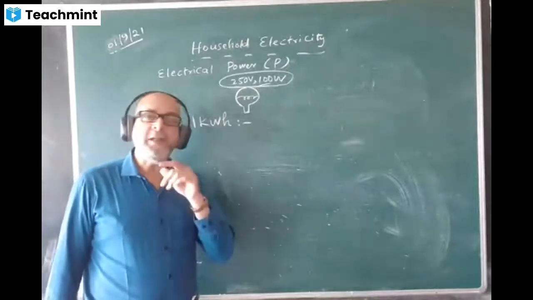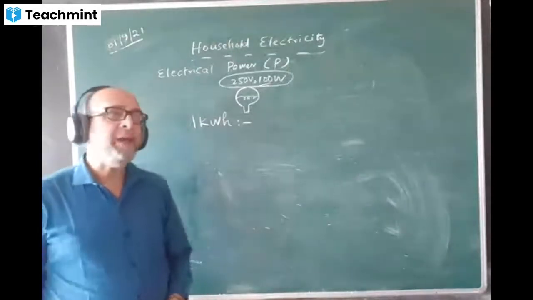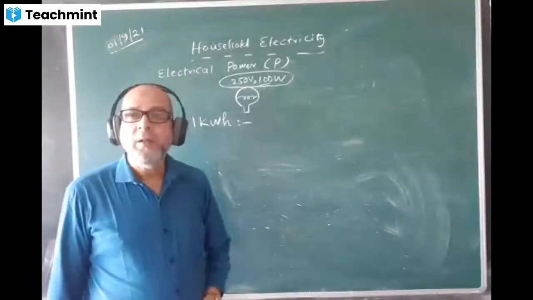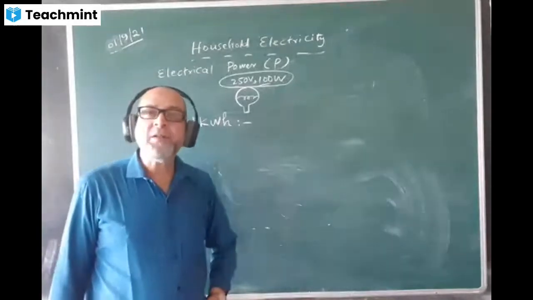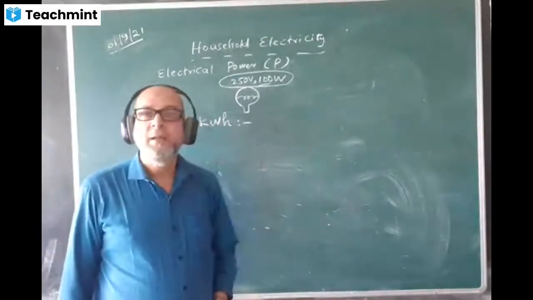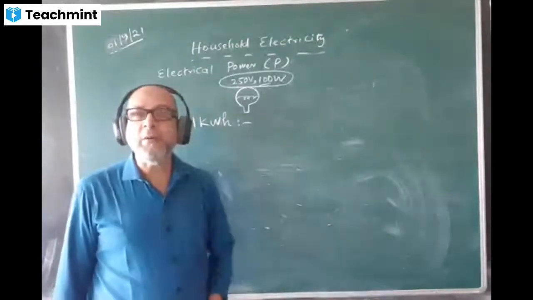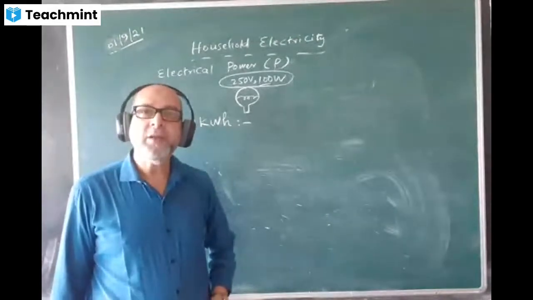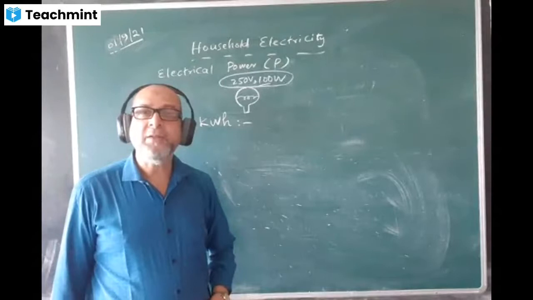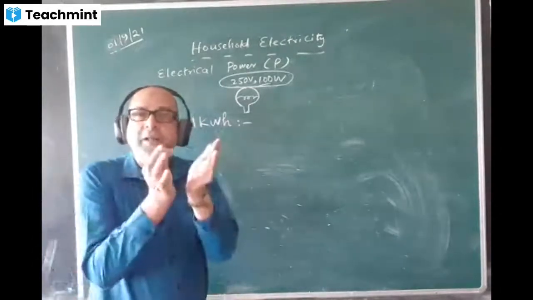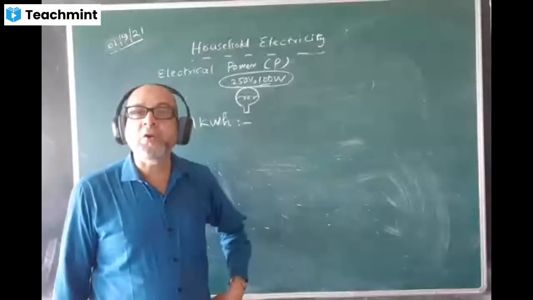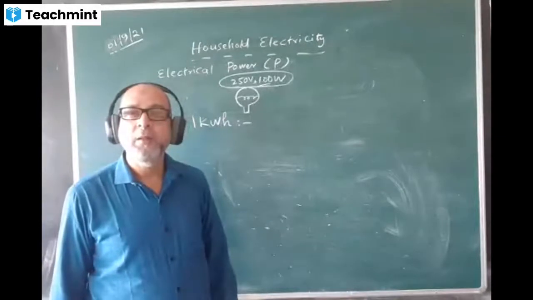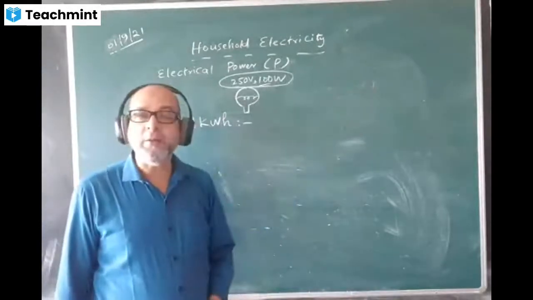Okay, I'll just give an example. Can you guess? Suppose we are having a bulb of 100 watt. For how many hours should we use it continuously so that the energy consumption is 1 kilowatt hour, or 1 unit? 10 hours. 100 watt into 10, when you multiply, the answer will come 1000 watt hour. 1000 watt hour is the same as 1 kilowatt hour.